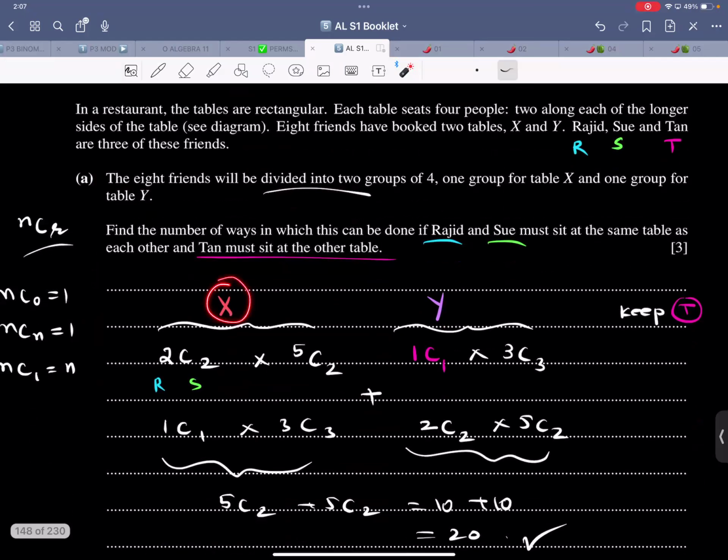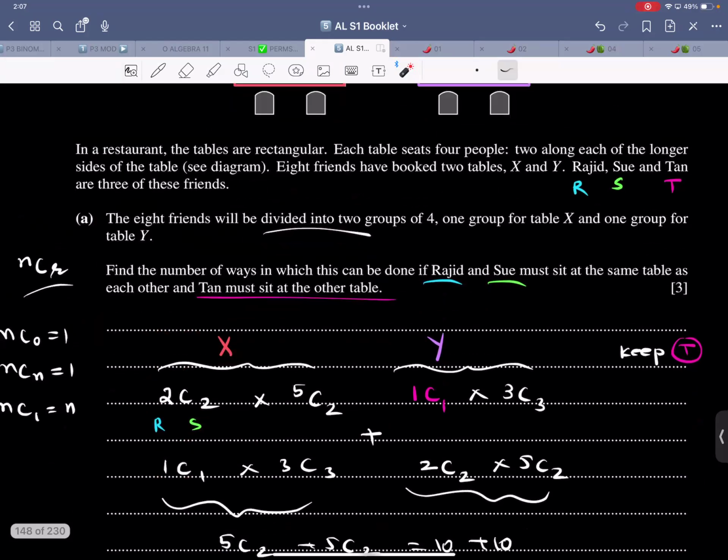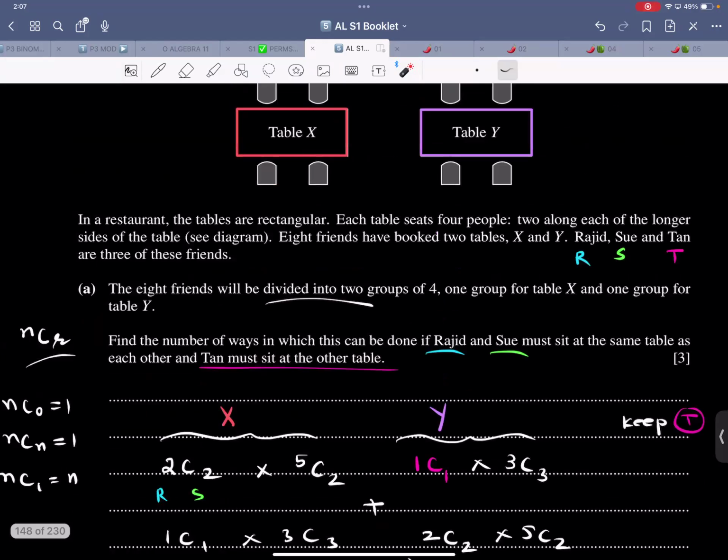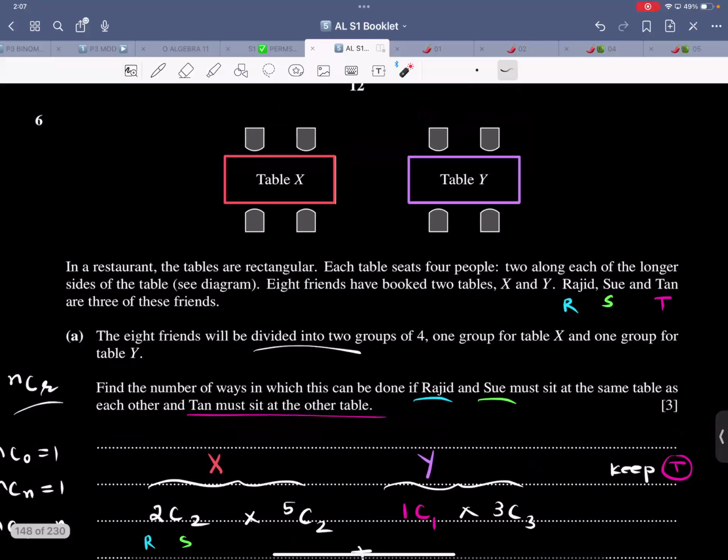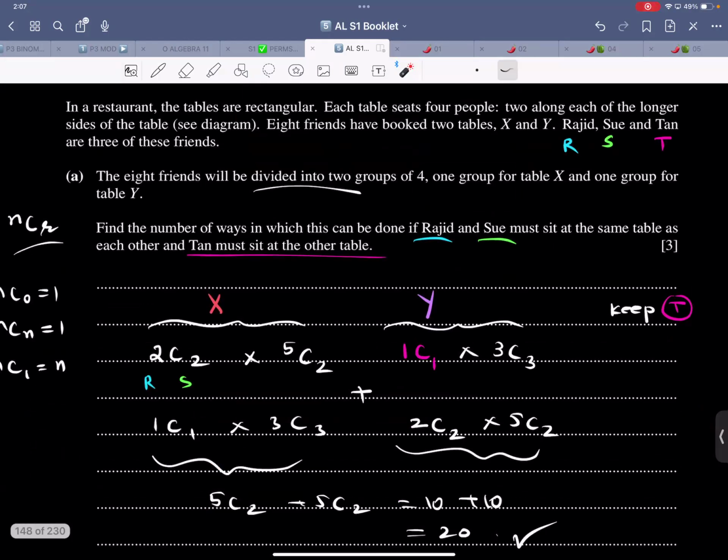Now, first focus on X. These 2 should be there, 2C2. For the remaining 5, 2 more out of 5. Now, how many people are there? 8. So let's say R and S sit over here. This is not arrangement, this is selection. The remaining 2 seats should be filled out of 5. And then one particular person, T, should be at table Y. The remaining 3 should, of course, be belonging there.